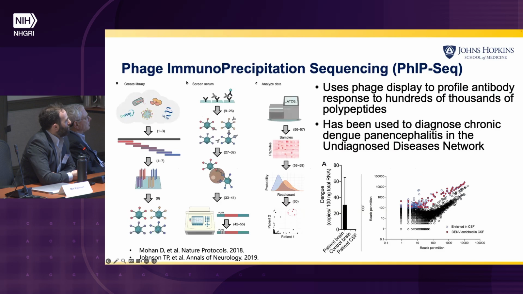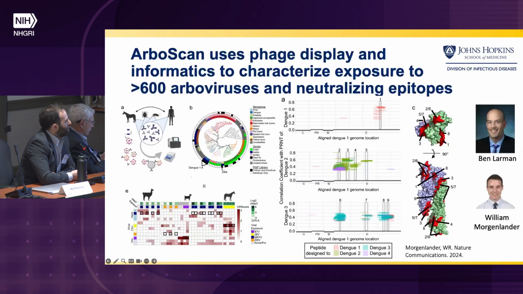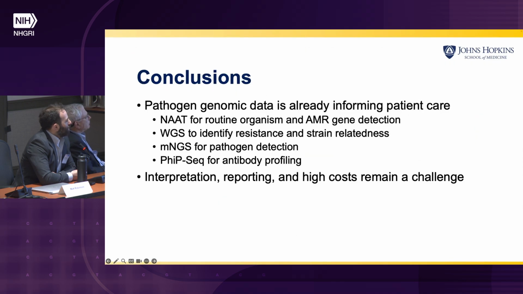I'll briefly mention PhIP-Seq, which is an antibody test that uses sequencing to resolve the results, and it was used to diagnose dengue panencephalitis. And then we adopted it for arboviruses as well. So in summary, pathogen genomic data is already informing patient care, but the interpretation, reporting, and high costs really do remain a challenge.